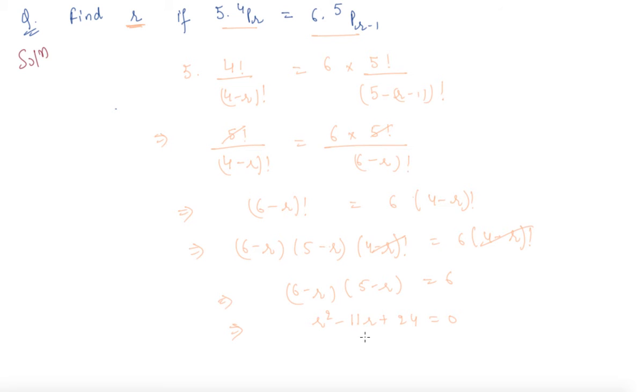So this is a quadratic equation, and its factors are r minus 8 and r minus 3 equals 0. So we are getting two roots: either r is equal to 8 or 3. So this is the value of r that we had to find. I hope you are pretty clear about this question. Now let's solve another question based on permutations.